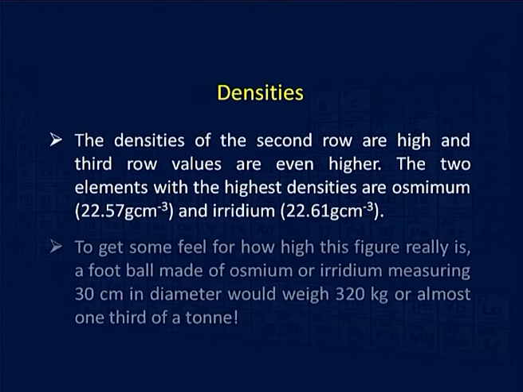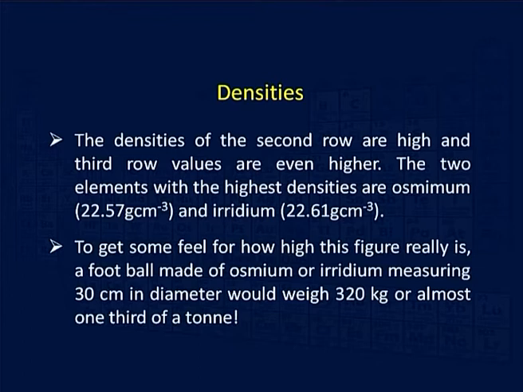How high are these figures? To get a feel of this, let us take one example. If you have a football made of osmium, around 30 centimeter in diameter, then because of the high density of osmium, this football will weigh around 320 kg. Just imagine a small football made of osmium can weigh almost a third of a ton, that is 320 kg.